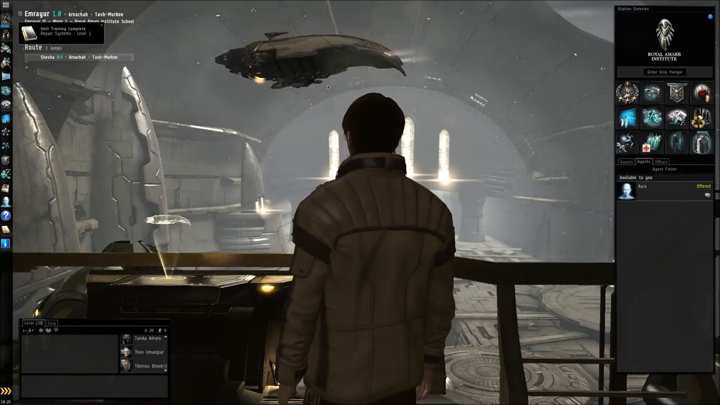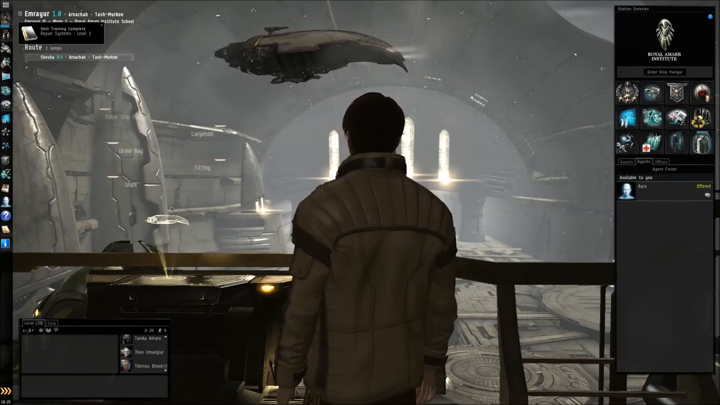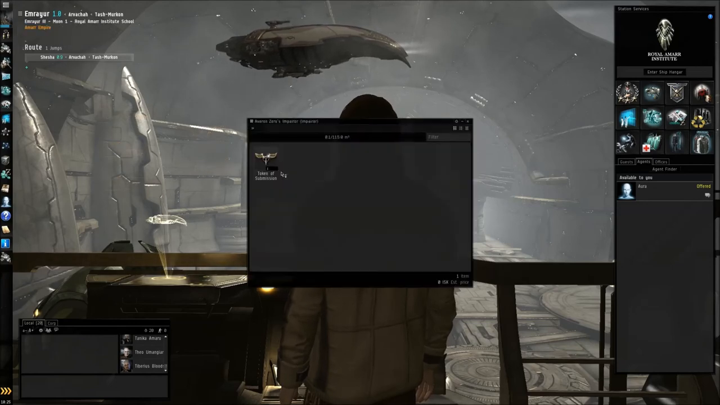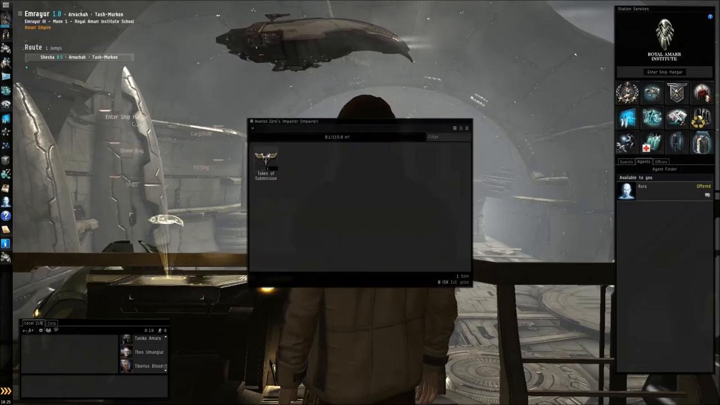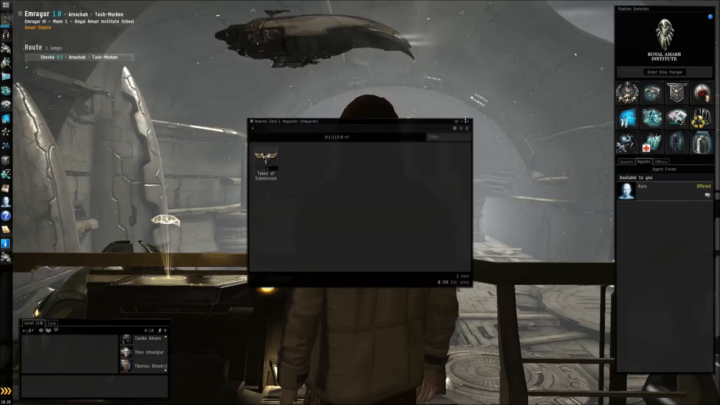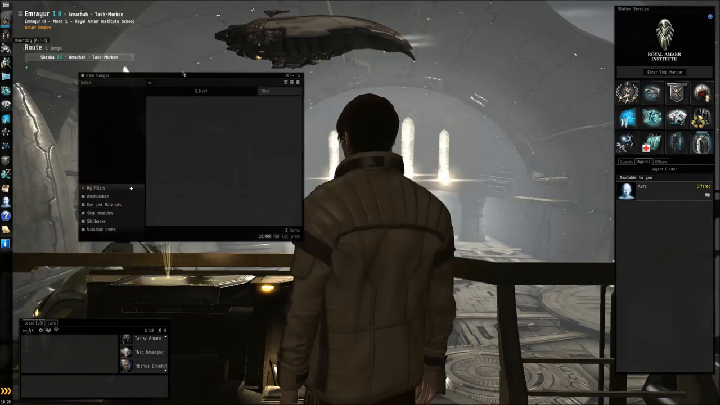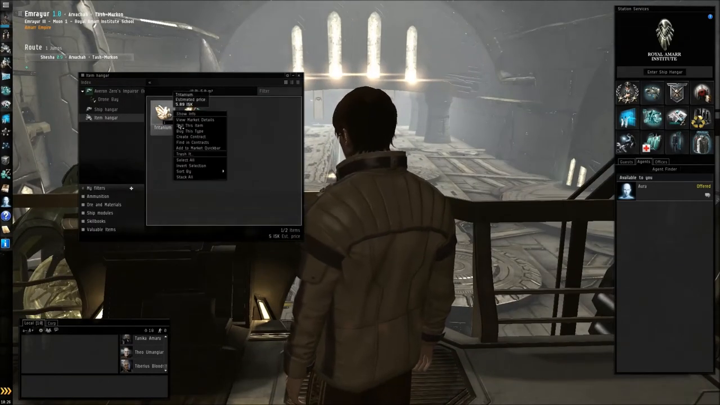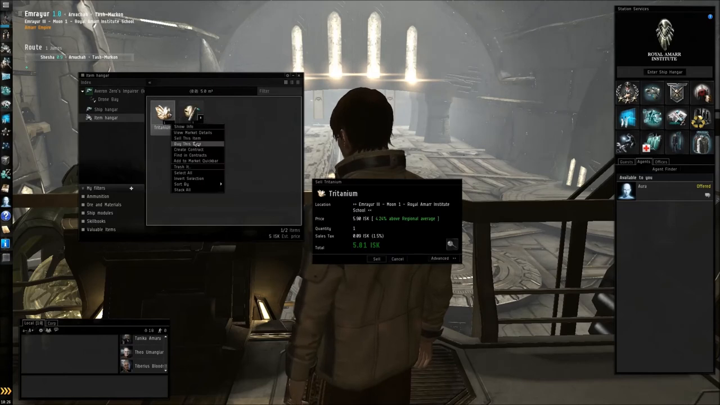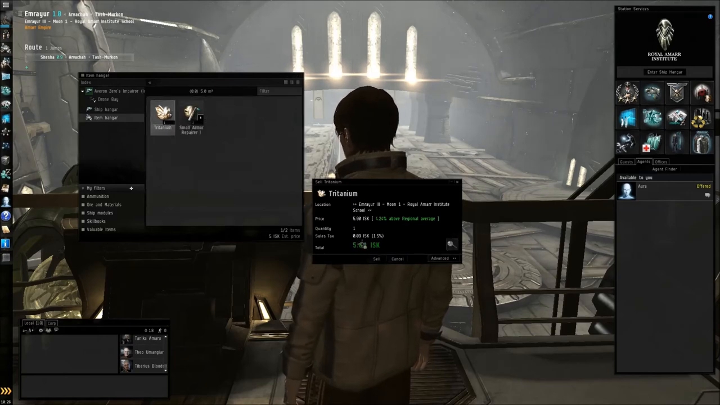So let's open inventory. Cargo hold? Okay. No. What do I want? I want inventory. It's over here. So we've got this now. Actually, let's sell this off quickly. If you right-click, you can sell stuff. And this is how much someone's willing to buy it for, 5.81.